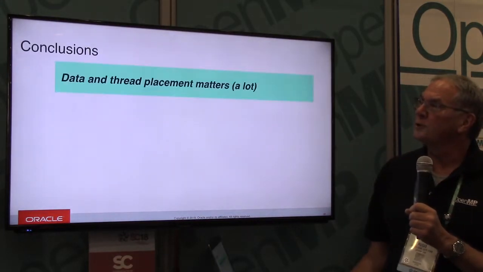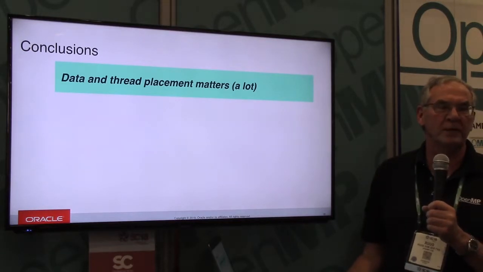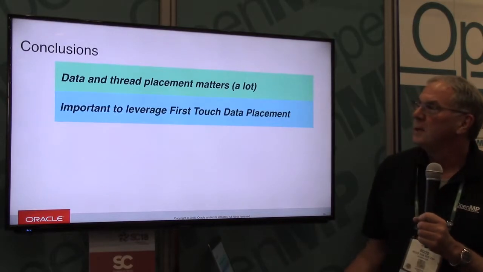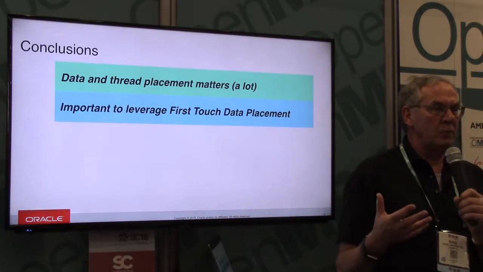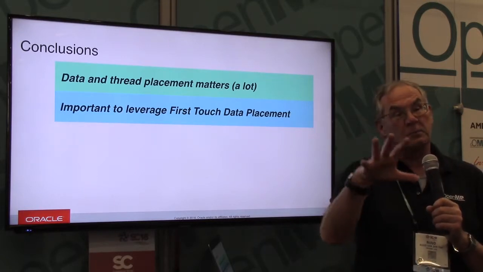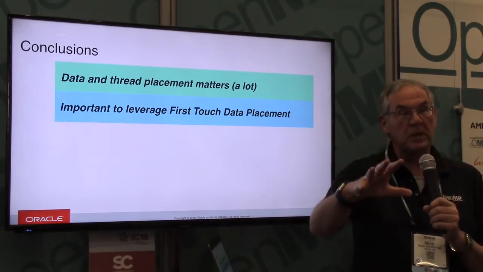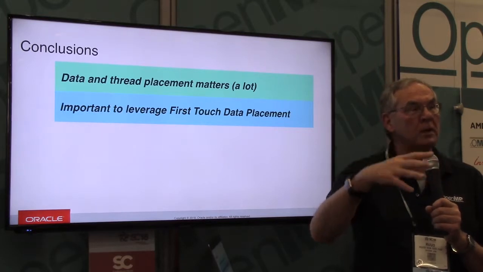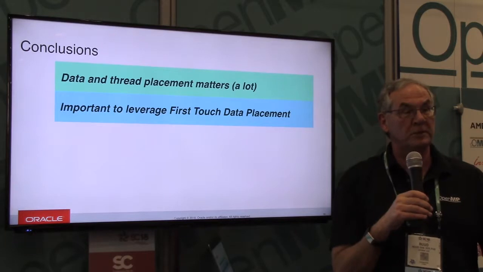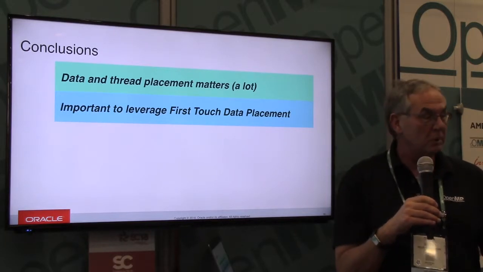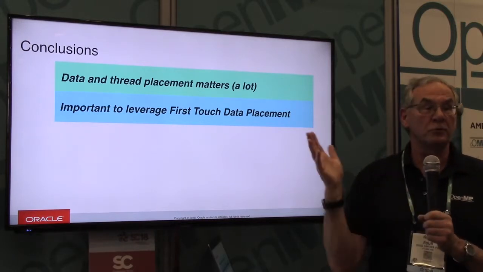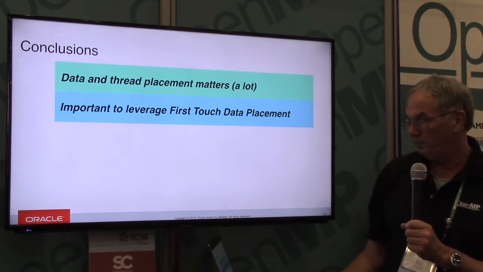So some conclusions, fairly obvious. I think data and thread placement really matters, and it can matter a lot. It's really very powerful to leverage first touch. It's generic. I can take my code and run it on any architecture, and it'll automatically expand to do the right thing. The one thing I probably want to do is adjust my places definition for that architecture, but the code, the binary itself, will just run. And that's because first touch is such a general principle.